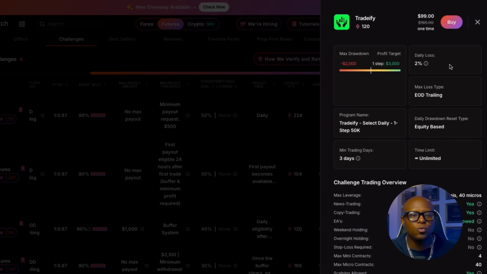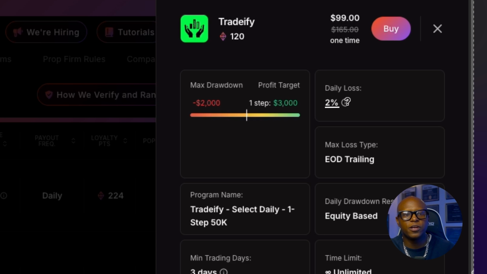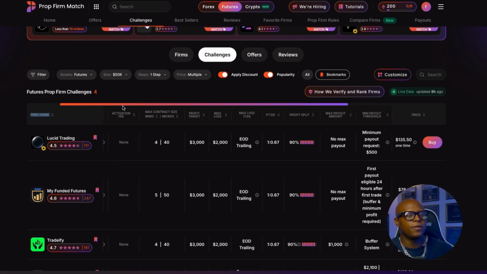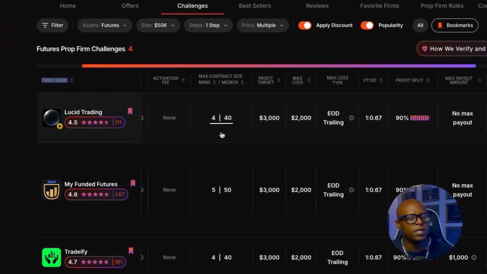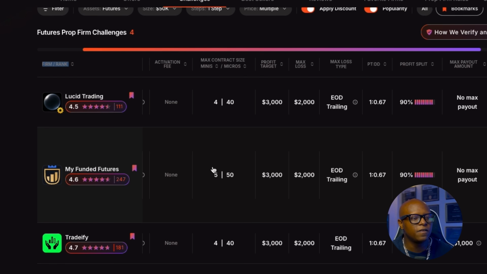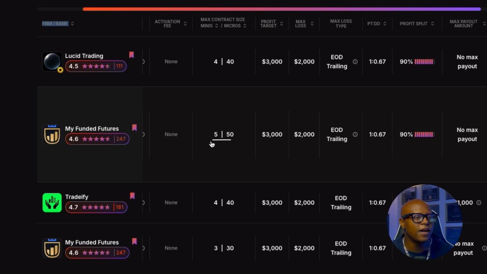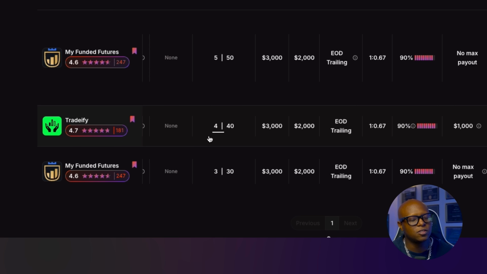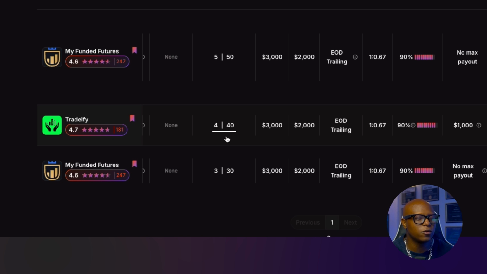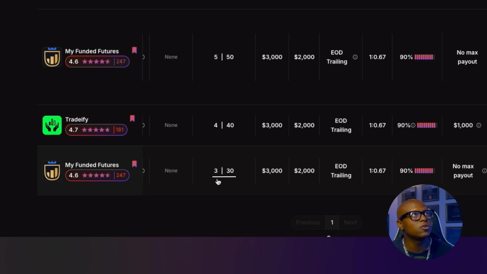But there is a 2% daily loss limit on the Tradeify Select Daily plan, and this is just going to be a daily pause. Now, the max contracts on these accounts, starting with Lucid, is going to be 4 minis or 40 micros. With the MyFunded Futures Rapid account, this is going to be 5 minis or 50 micros. For the Tradeify Select Daily account, this is going to be 4 minis or 40 micros. And for the MyFunded Futures Daily account, this is going to be 3 minis or 30 micros.